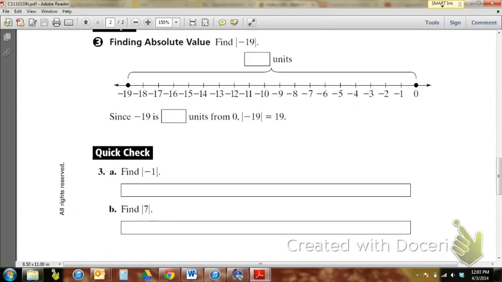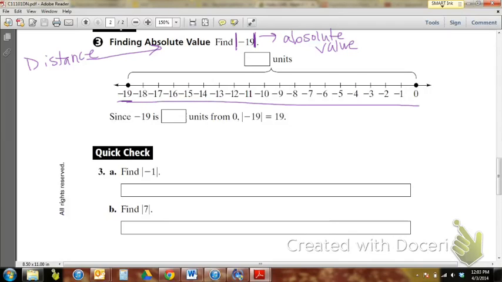Okay. Absolute value. Remember, absolute value means distance. And these bars mean absolute value. So every time you see those bars, that's what it's asking you to find. So find the absolute value of negative 19, or how far is negative 19 away from 0? Well, it's 19 spaces away. So since negative 19 is 19 units away from 0, the absolute value of negative 19 is positive 19.